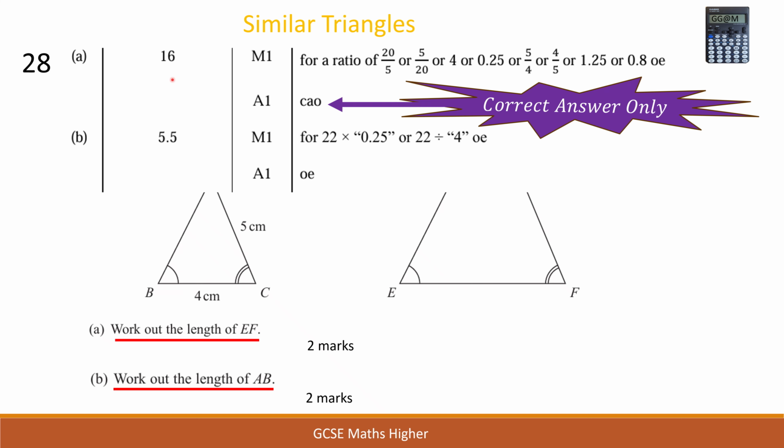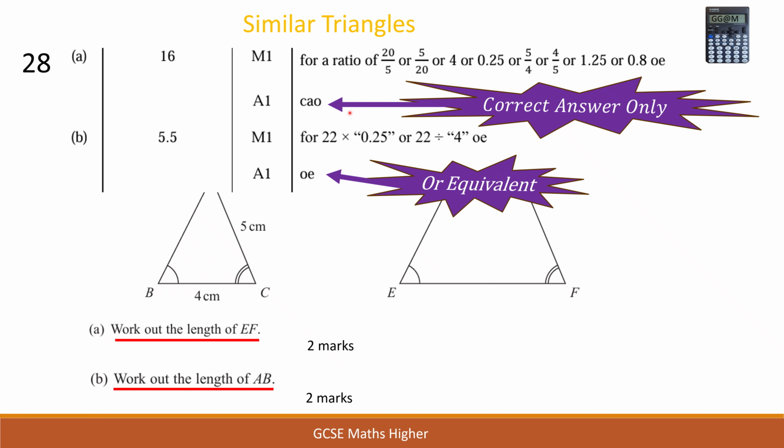The mark scheme shows the answer is 16 and 5.5, and you can see where the method marks were awarded. The CAO means correct answer only, and OE means or equivalent.